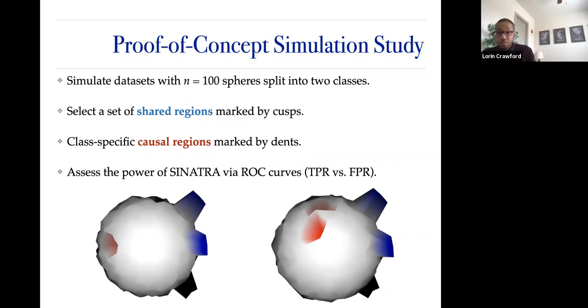Then I'm going to have causal regions. We select a certain neighborhood of vertices for one class group and create indentations. Those are the red regions. We do the same thing for the other set of 50 spheres, but in a different neighborhood, right? So I have these causal and shared regions, and I'm going to ask SINATRA, can you identify the vertices in these causal regions versus anywhere else? Then we do power analyses by looking at true positives versus false positives in terms of our ability to identify these.